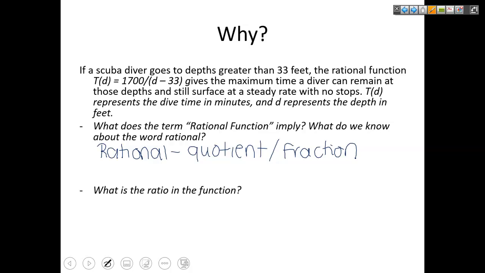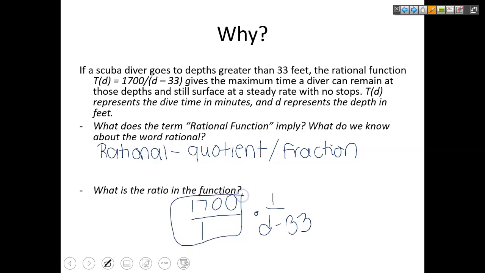And then this follow-up says, what is the ratio in this function? So the ratio is the numerical part to it. So it would be 1700 on top to 1 on bottom. So the ratio is 1700 to 1, and then the functional part is 1 over d minus 33. So the ratio is the numerical aspect times the function.